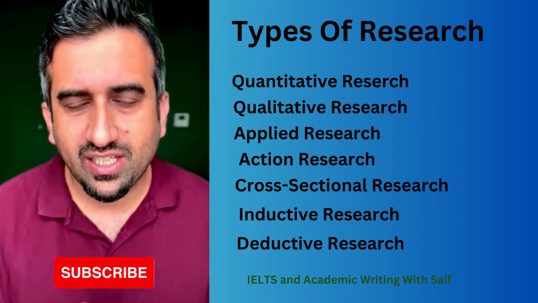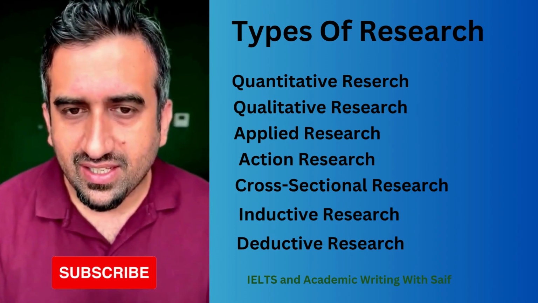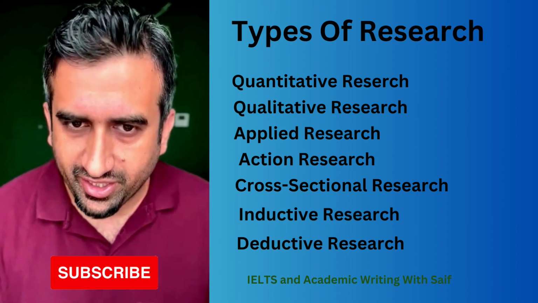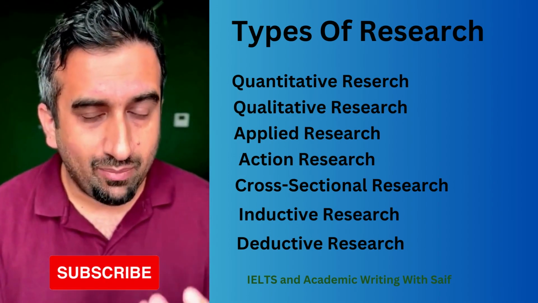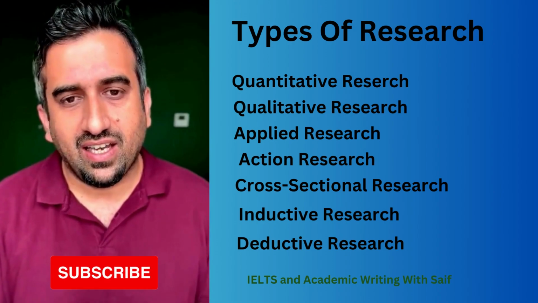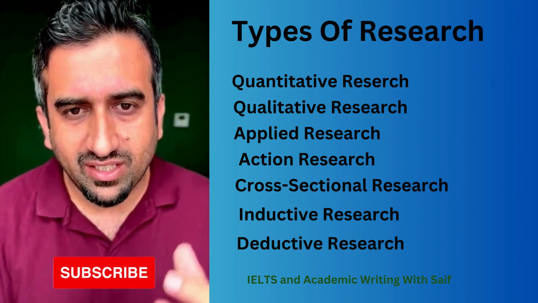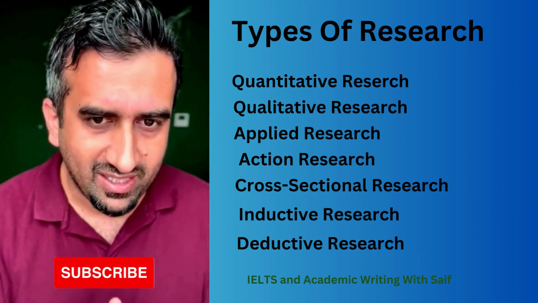Today we are going to discuss a very important topic, that is different types of research such as qualitative research, quantitative research, action research, applied research and some other types of research as well. And in this video you will learn 14 different types with their definitions and with their possible examples.